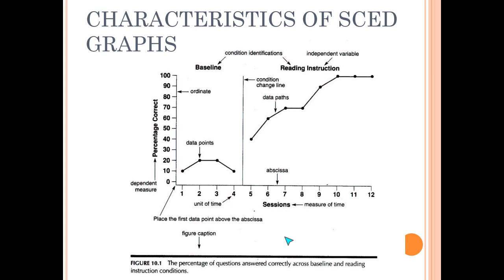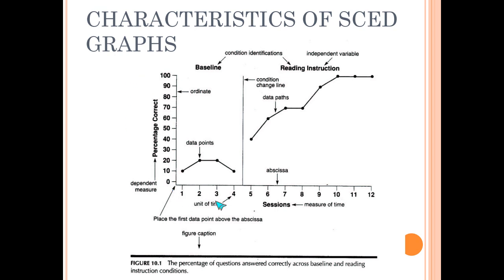Okay, here's a very good example for a perfectly well-constructed graph. We can see that the axes are very correctly labeled. On the y-axis, we have the dependent measure, the percentage correct of a certain task, expressed in percentages. On the x-axis, we have the units of time expressed as sessions. And then the first data point, the second, third, fourth data point, they're all connected. Within a phase, it is mandatory to connect the data points with a line.